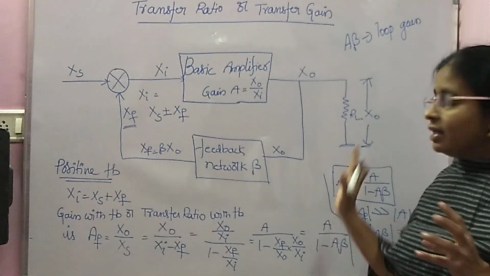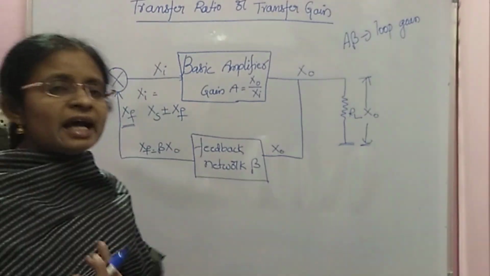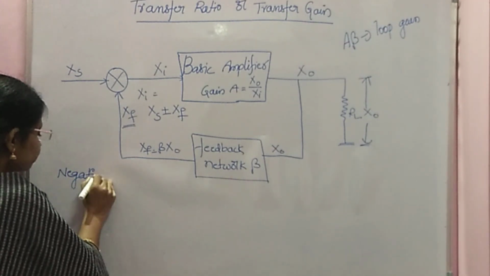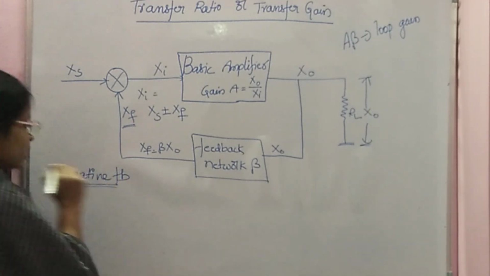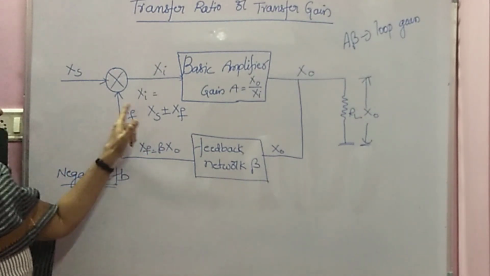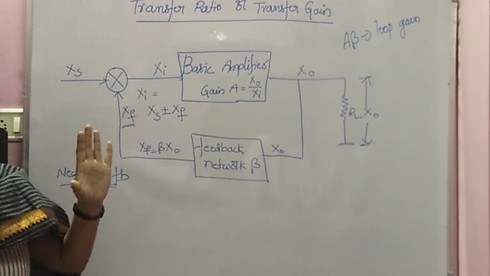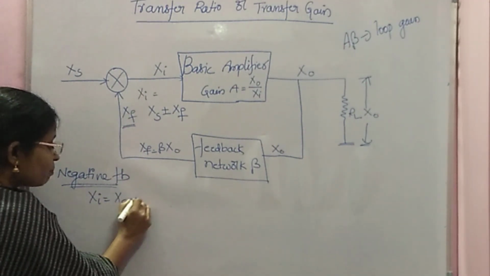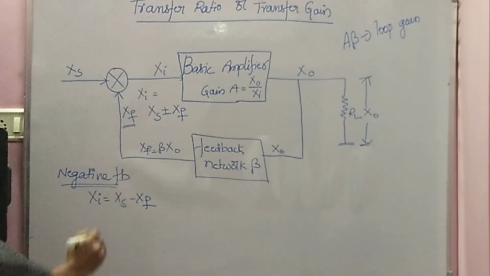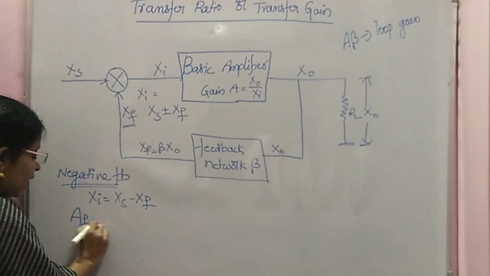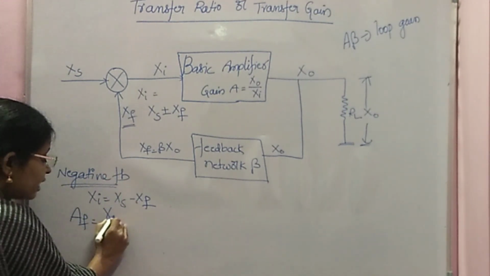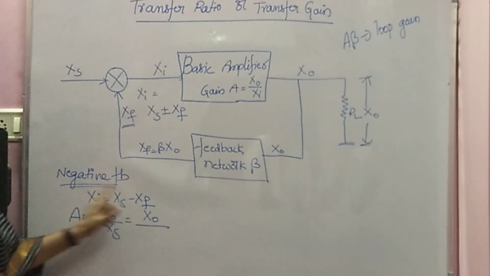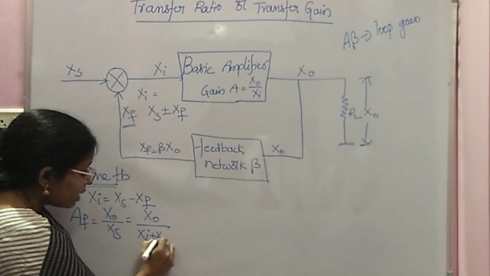Now I'll derive the same expression for negative feedback. For negative feedback we know XS and XF are in opposite phase. So your Xi becomes XS minus XF. In the same way, AF, the gain with feedback, is equal to X0 by XS. What is XS? Xi plus XF. So X0 by Xi plus Xf.